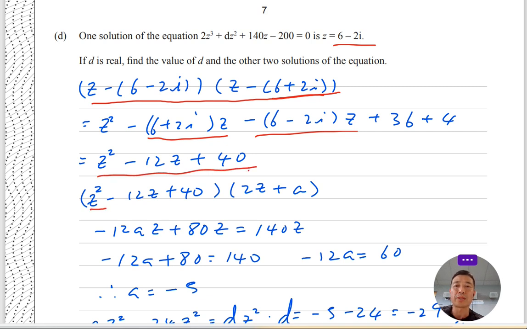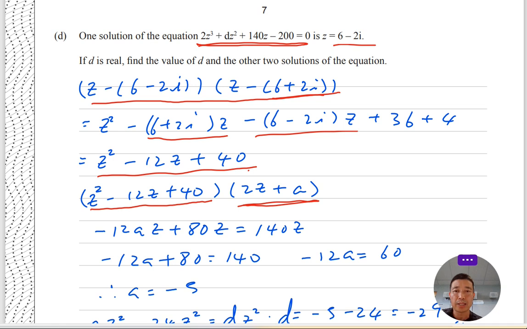So that must be one of the factors. So quadratic times this linear gives you this cubic equation, right? So that's how I could build 2z plus a. We are going to find what a is. So I'm going to teach you an easier way to find the answers. Once you find a, then you can find d. So also you can find the last solution. So the second solution is 6 plus 2i, isn't it?